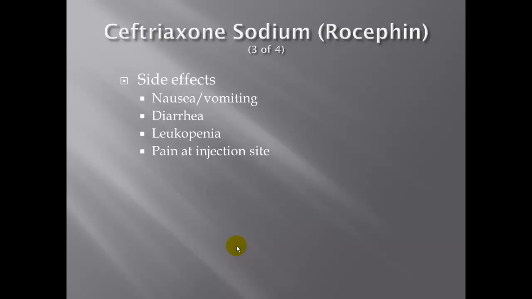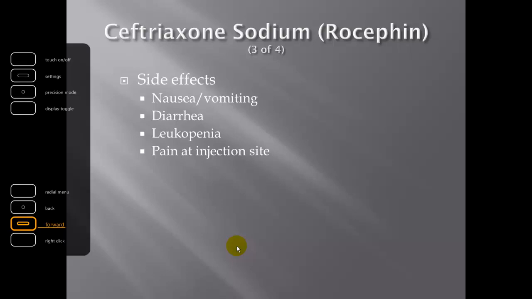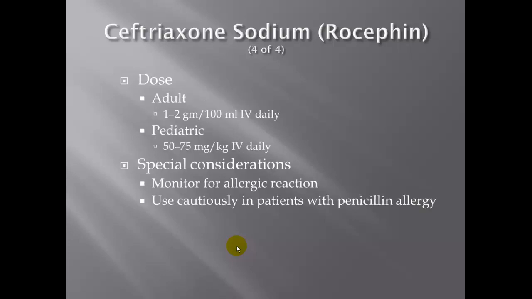Side effects: nausea, vomiting, diarrhea. Leukopenia, decrease in a number of white blood cells, that's what that is. Pain at the injection site. Dose on this: 1 to 2 grams in 100 mils IV daily. Pediatric, 50 to 75 milligrams per kilogram IV daily. Special considerations, again, monitor for allergic reaction and use cautiously in patients with a penicillin allergy.